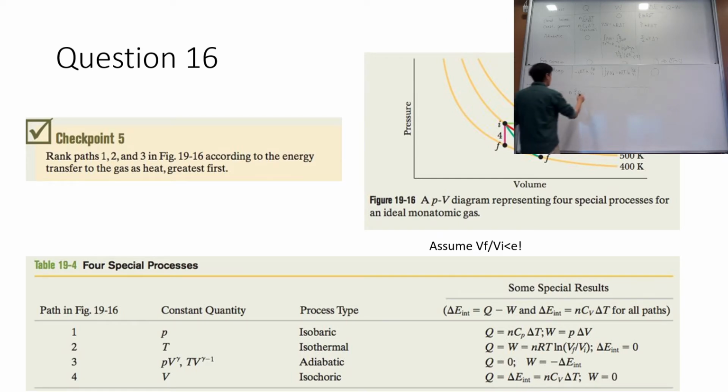Yes, 200. So it's n times 5 over 2 R times 200. So this is, in other words, 500 n R. Okay.